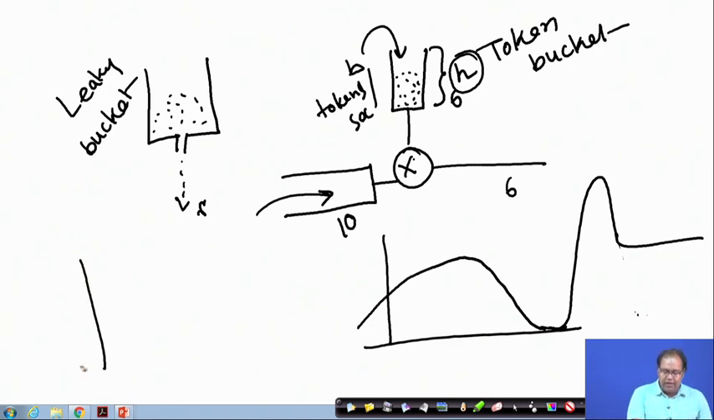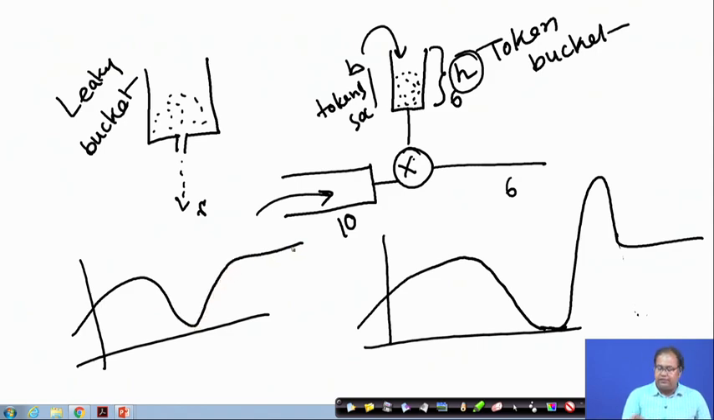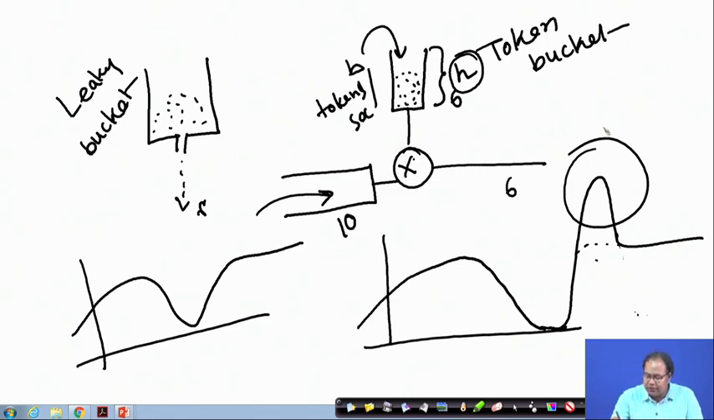In case of leaky bucket, if I draw the same graph, it will look something like this. So, this burst will not come here. So, this kind of peaks we are allowing in case of token bucket algorithm, which we call as the data burst. So, that is the difference between token bucket and leaky bucket.